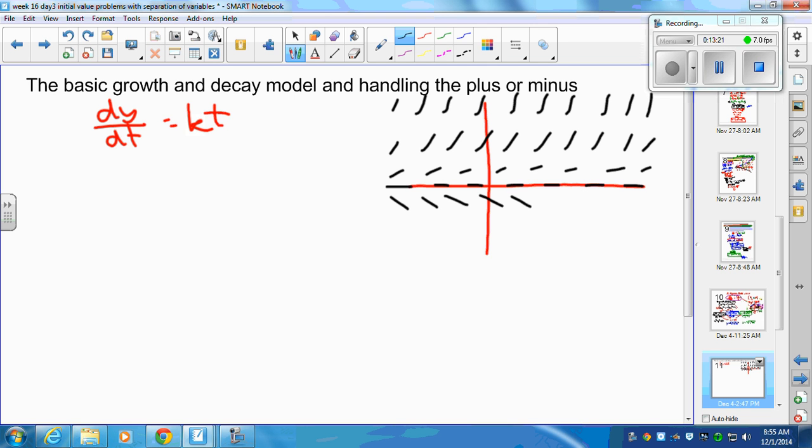Negative. Negativer, if that's a word. More negativist.